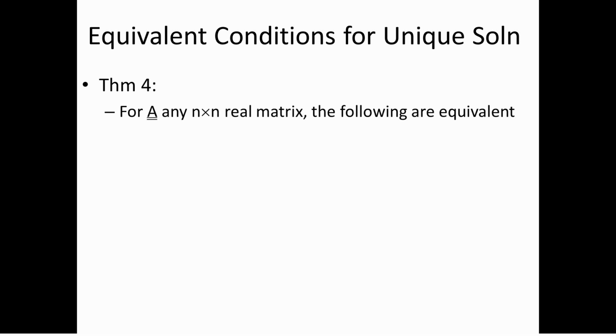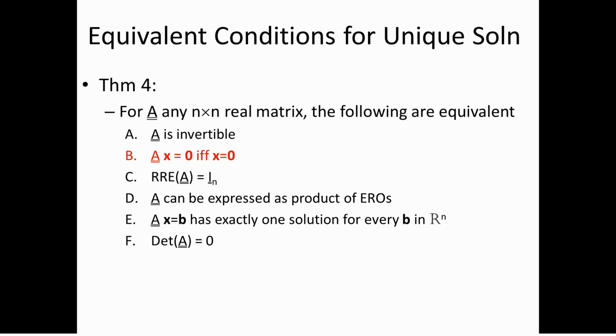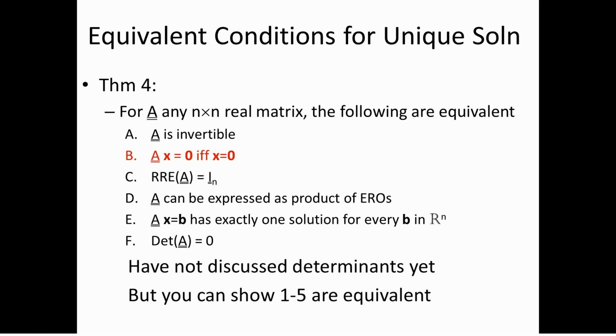Okay, last thing we want to look at is probably the most important basic result in elementary linear algebra. And it says the following. It says if A is an n by n real matrix, the following statements are equivalent. Probably the most important one in doing proofs is B, that the homogeneous solution has to be the trivial solution. And we haven't discussed determinants yet, so I'm not going to get too much into the last statement, but we can show that 1 through 5 are equivalent.